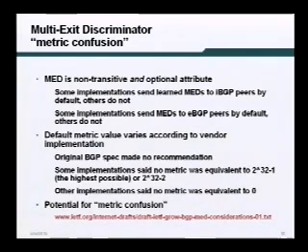Some implementations send learned MEDs to iBGP peers by default, others don't. Some send MEDs to eBGP peers by default, others don't. Default metric value varies according to vendor implementation. The original BGP spec made no recommendation. So some implementations said no metric was equivalent to 2 to the power 32 minus 1, or others said it was 2 to the power 32 minus 2, because some people use 2 to the power 32 minus 1 as an unreachable route.